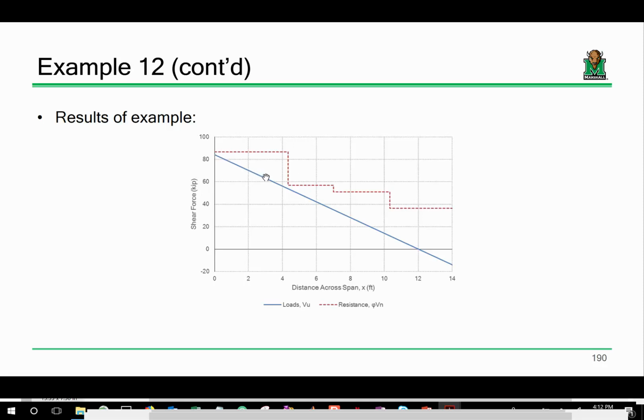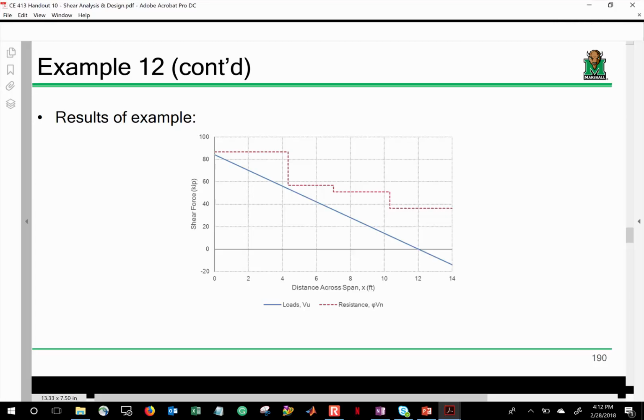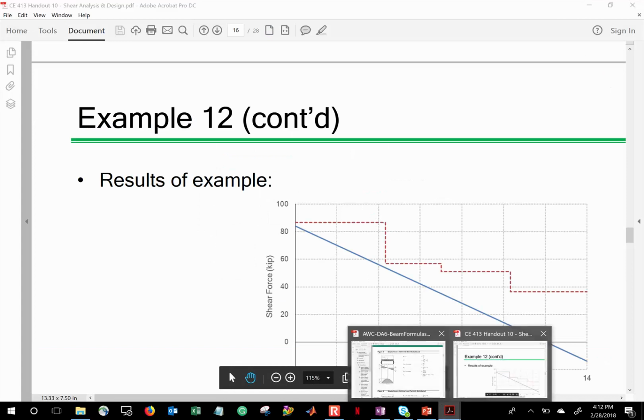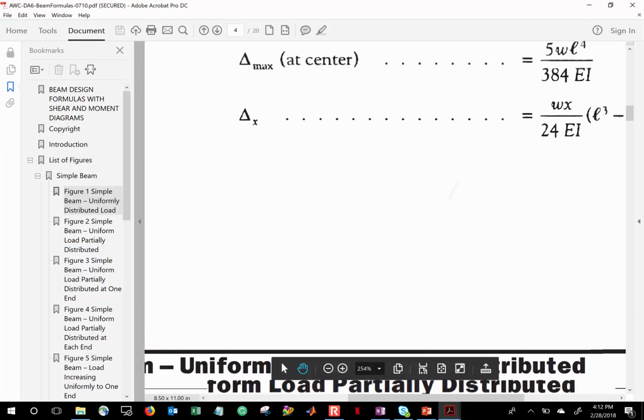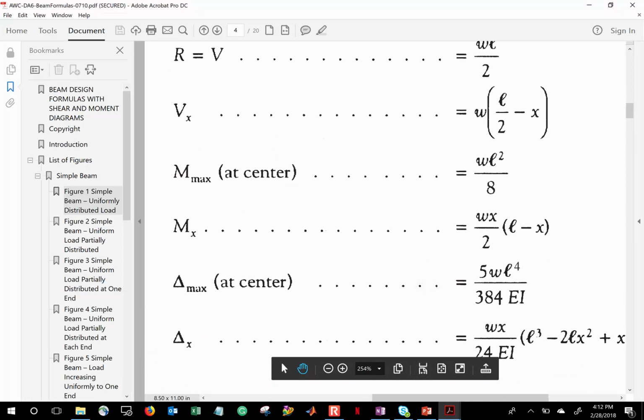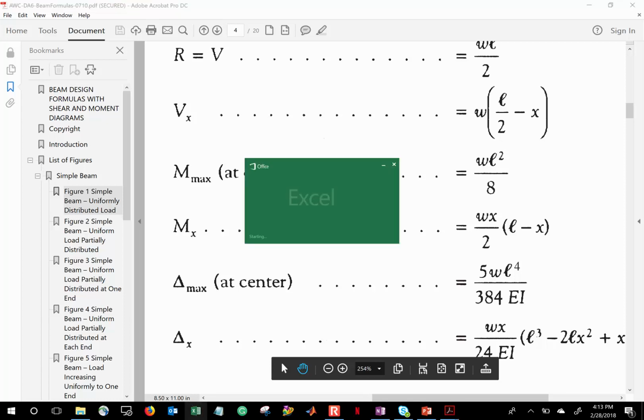But the biggest thing to reveal is this. This is the shear diagram. That's the shear diagram of the beam. Now, how do you compute that? Or how do you plot that? It's right here. Vx. So here's our equation. Vx equals W times the quantity L over 2 minus X. Just plot that out. So you can do this in Excel. It's actually quite easy. We've got time, so I'm going to go ahead and show you how I generated this plot in Excel. So let's go through that right now.